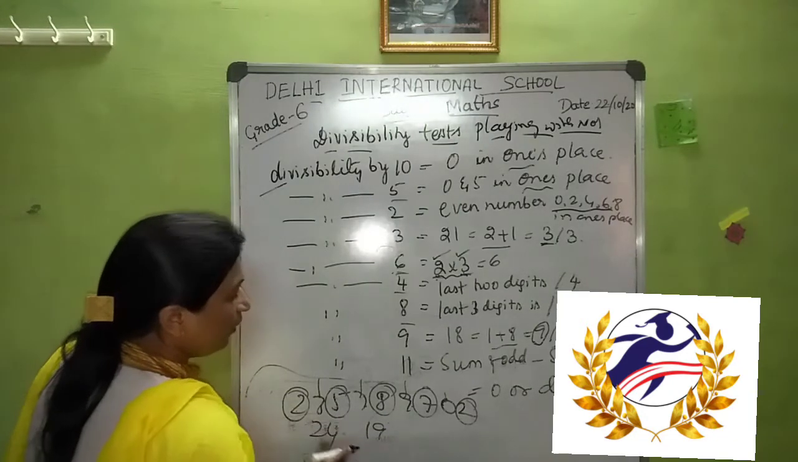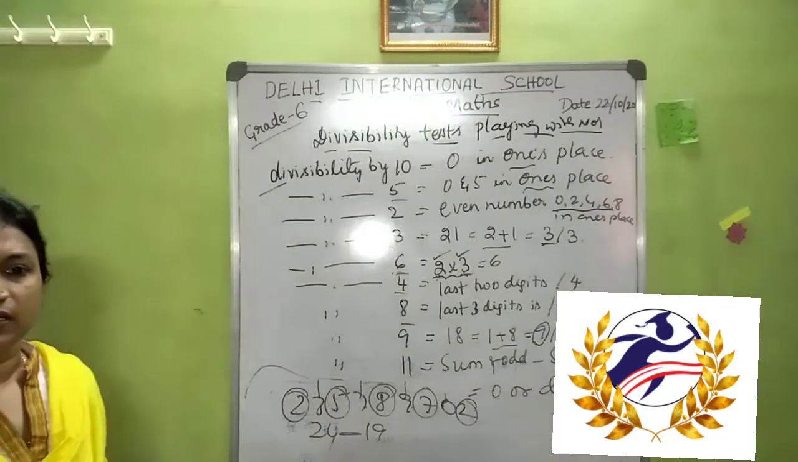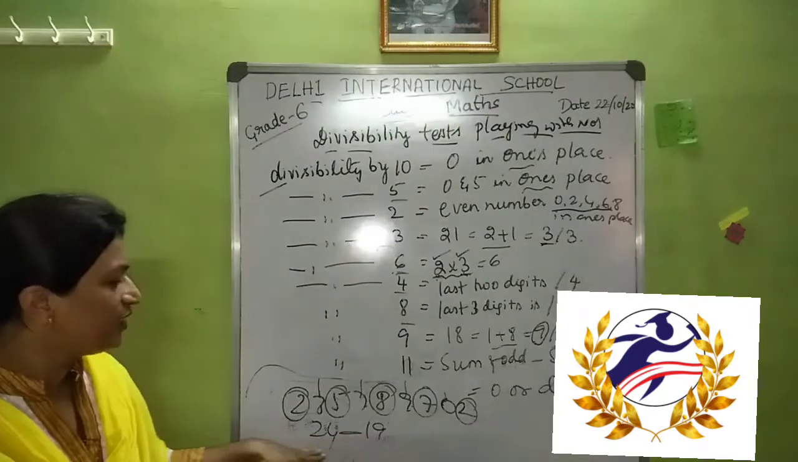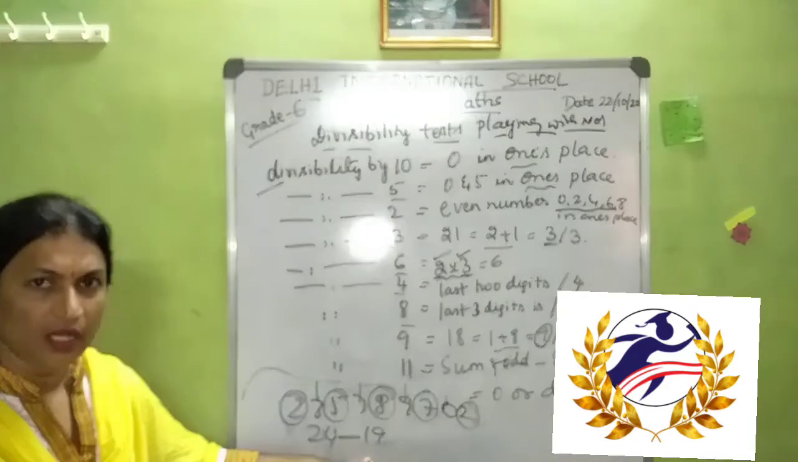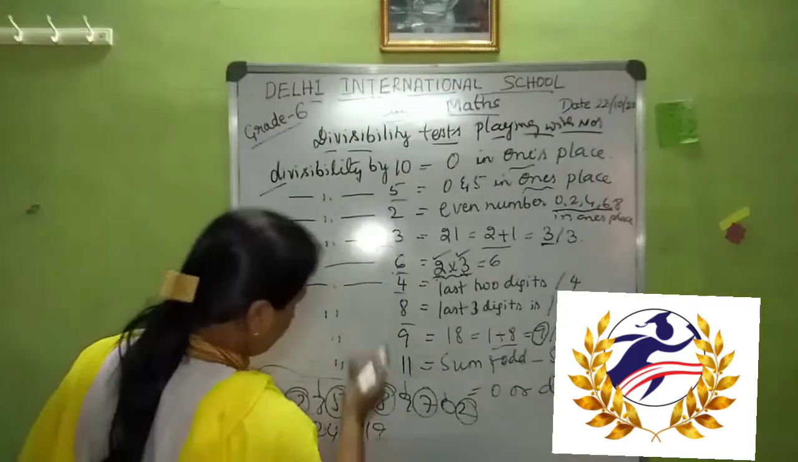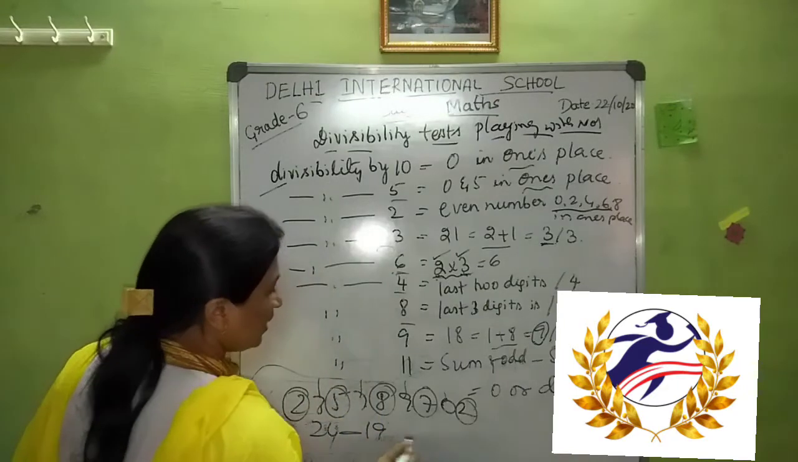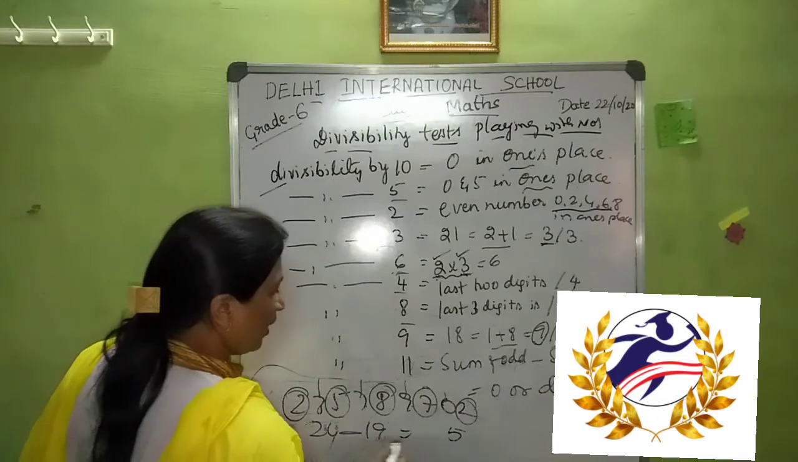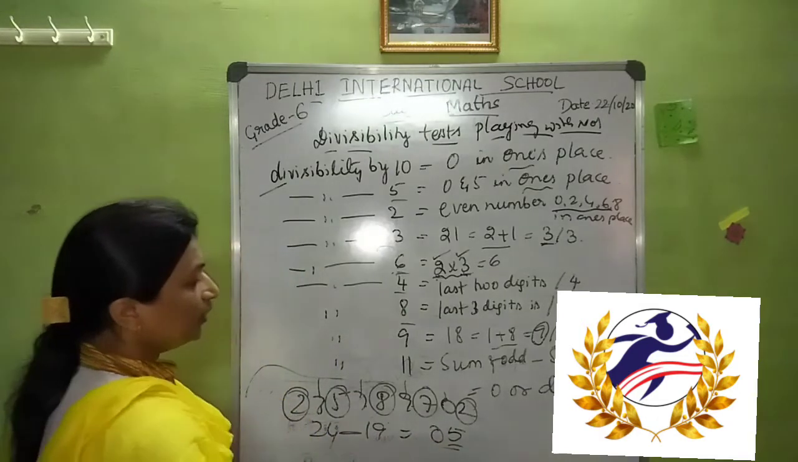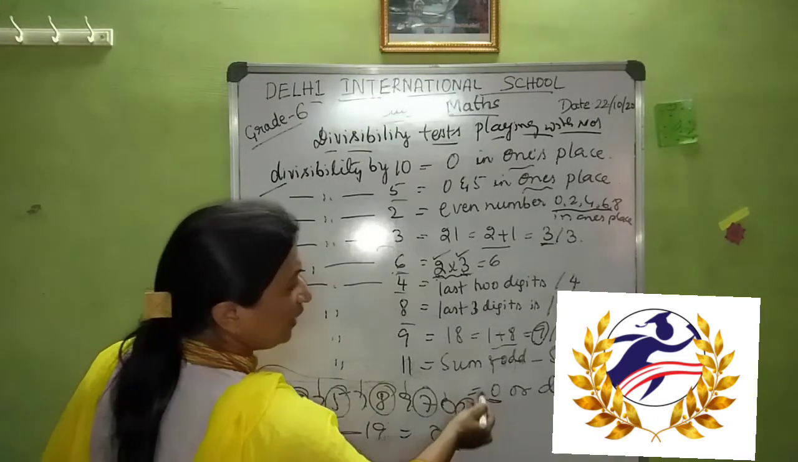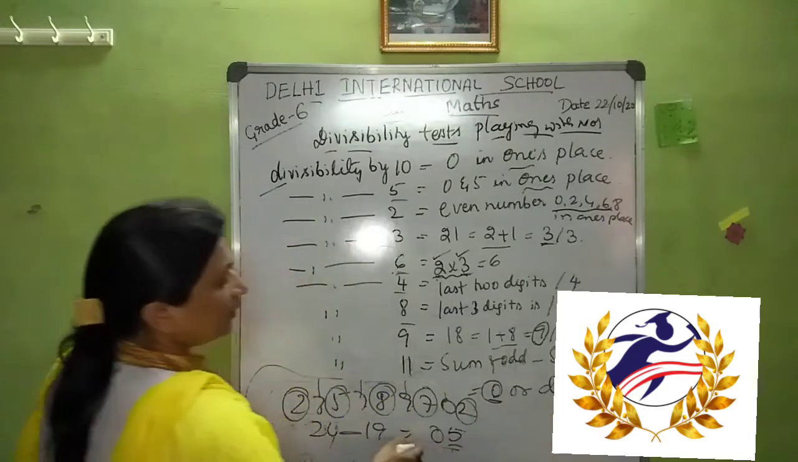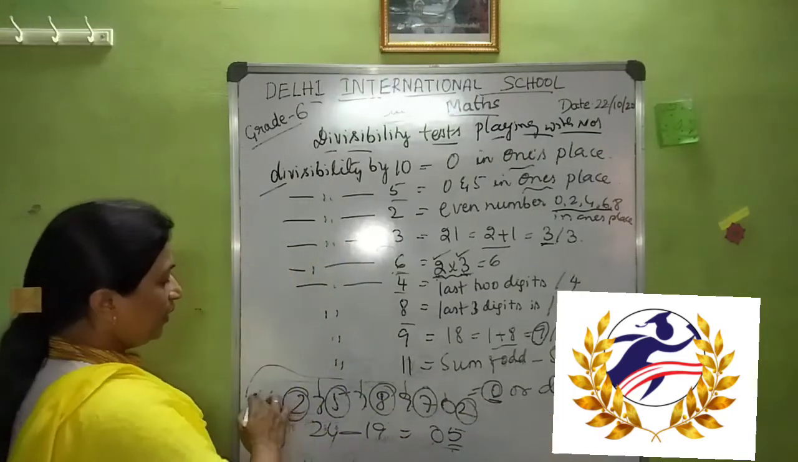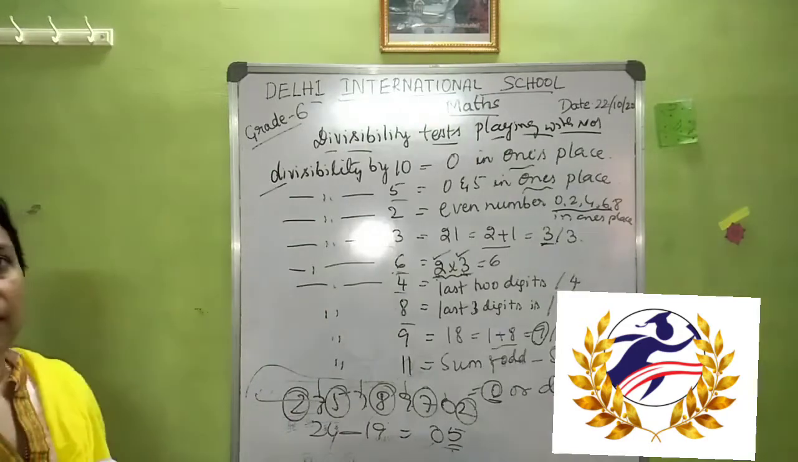Then we need to take the difference of the sum of the odd places and the sum of the even places. 24 minus 19 is 5. So 5 is neither 0 nor divisible by 11. That's why this number will not be divisible by 11.